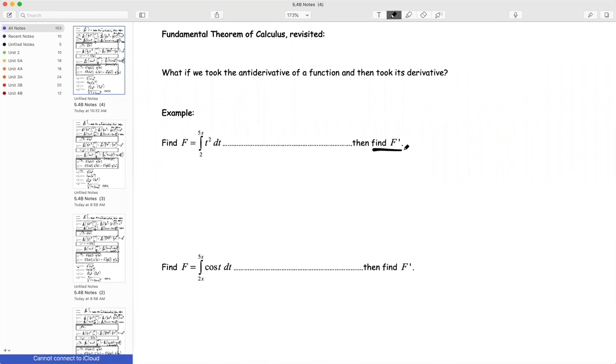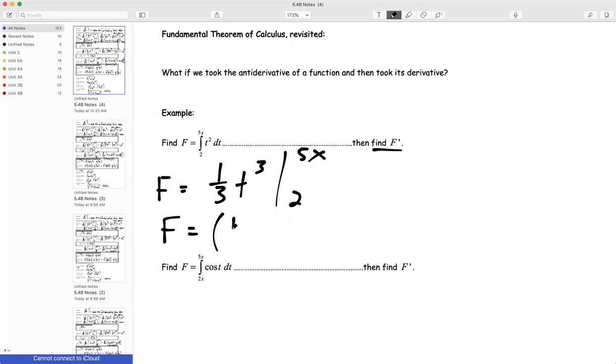So let me work this out the long way, and I'll show you the shortcut works. So f is going to be the antiderivative of t squared, which is 1/3 t cubed. And then I evaluate from 2 to 5x. So I plug in my bounds. So I've got 1/3 (5x) cubed minus 1/3 times 2 cubed.